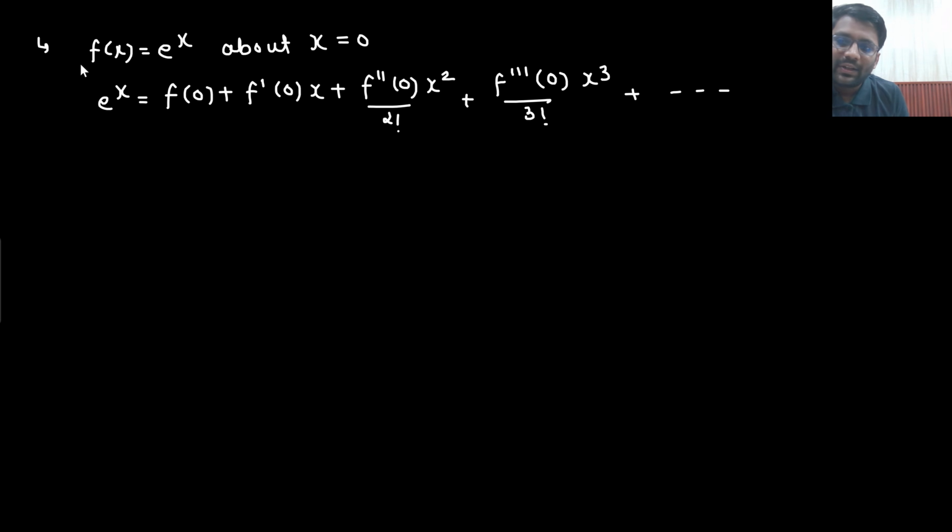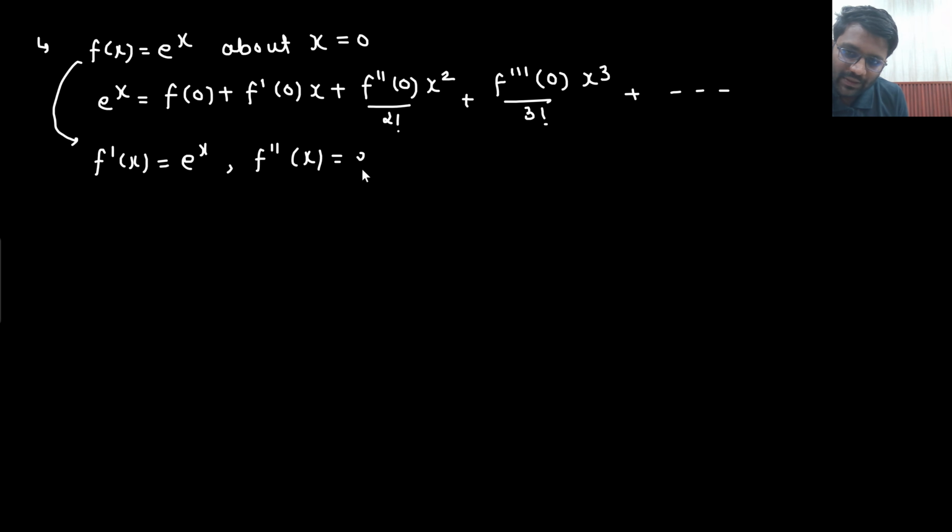Now can you let me know what is the f dash x of e to the power x? That will be nothing but e to the power x only. What will be the f double dash x? That will be nothing but e to the power x only. What will be f triple dash x? That will be nothing but e to the power x only, and so on. All these are the same, because you know that e to the power x differentiated will give you the same expression. Understandable?